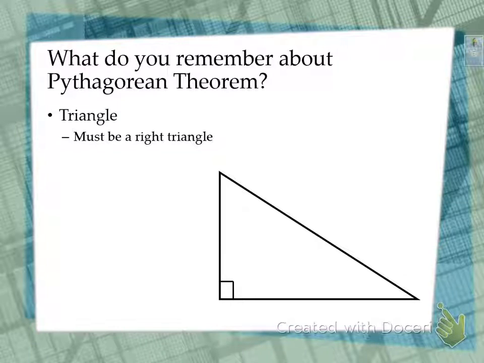When we have this right triangle, we also have to label the sides of the right triangle. With Pythagorean theorem, we have two legs and one hypotenuse. The hypotenuse is always across from the right angle and is labeled side C. The two legs are always labeled A and B.